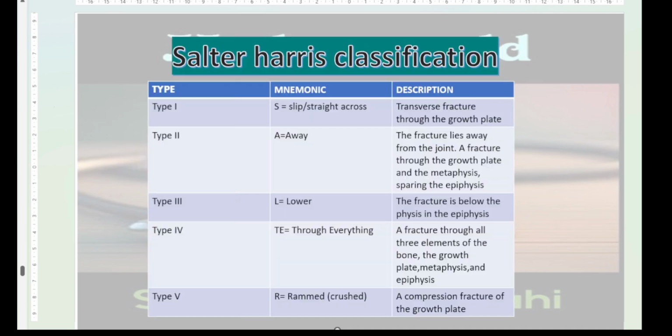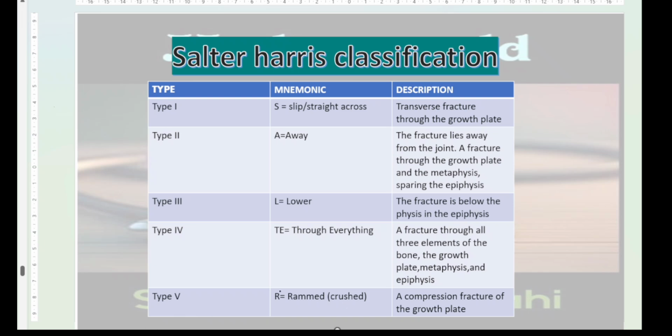Let's discuss the Salter-Harris classification just in one go. First of all, there are 5 types: 1, 2, 3, 4, and 5. We will learn it by a mnemonic called Salter, as the name in the classification. S for straight across or slip, that is type 1. Type 2 is A, that is away. Type 3 is L, that is lower. Type 4 is TE, that is through everything. And type 5 is R, that is ramp or crushed.